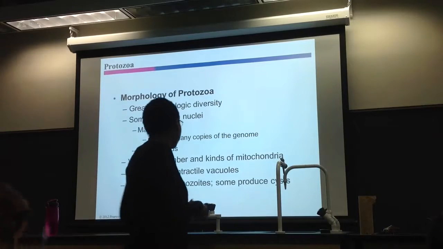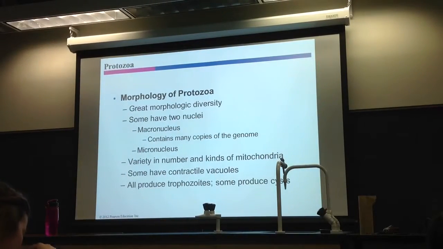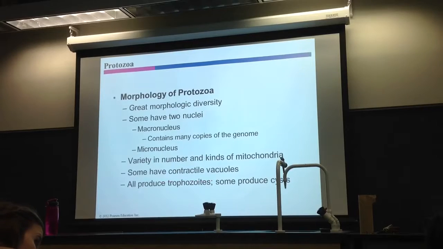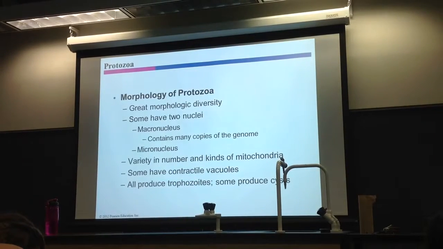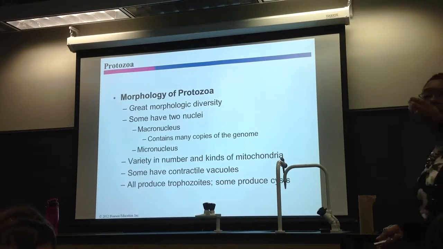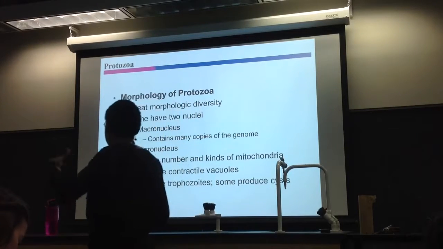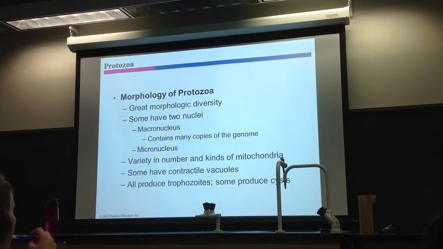Now, all of them produce trophozoites. Trophozoites are the active feeding stage of the protozoan. And if they're in the resting phase, that's just the cyst. The cyst is the resting stage, the non-active, non-feeding stage of this protozoan. If they're actively feeding, that's the trophozoite.